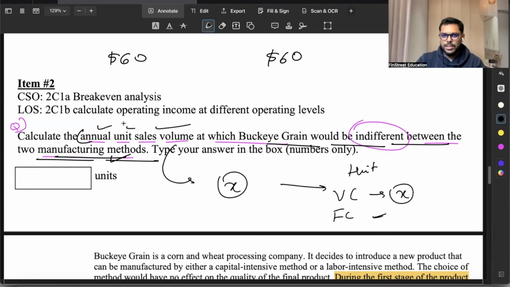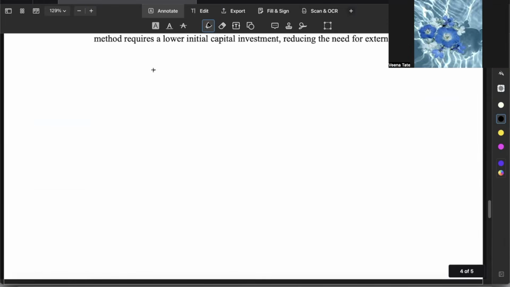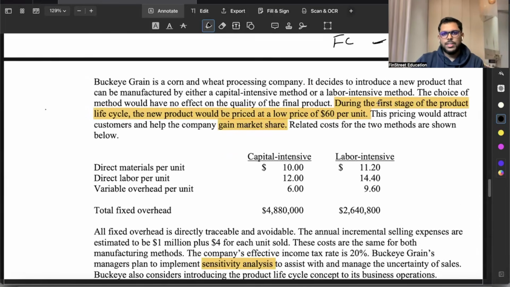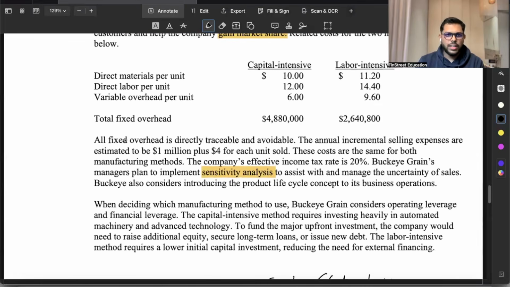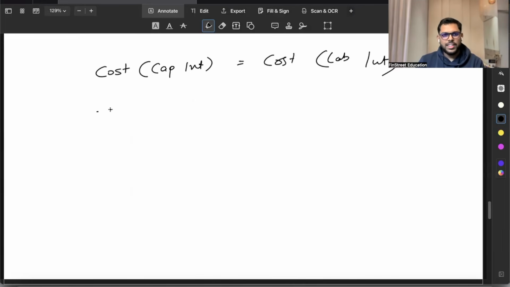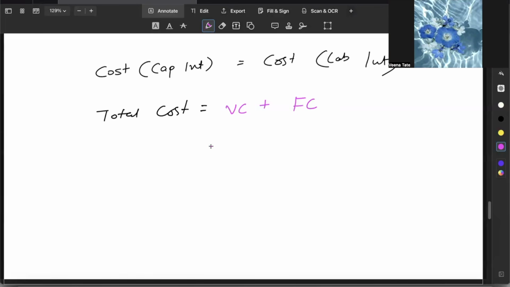Sounds right? Sounds reasonable, Veena? Yes, yes. So cost I will incur under capital intensive should be equal to cost that we'll incur under labor intensive. Now under this format, let's look at the cost. How much cost we are incurring in this case? By the way, we don't know the units. And how do you calculate total cost? Let's go into that as well. What is the formula for total cost? Veena, do you recall? VC plus FC? VC plus FC, yes.